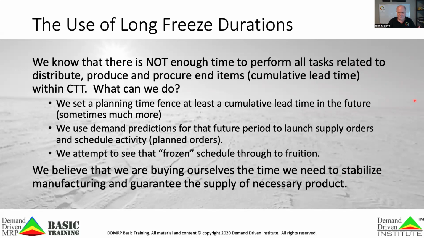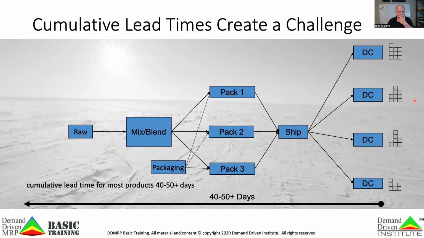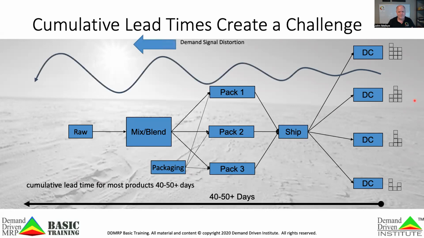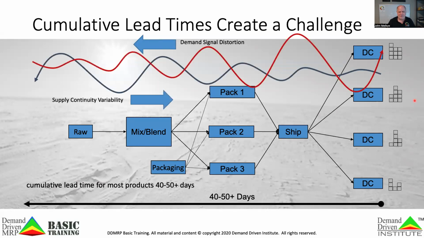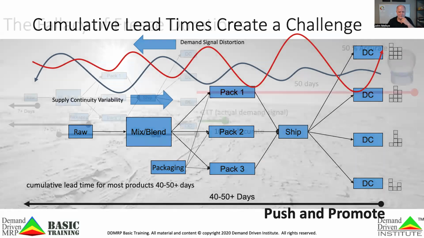And we believe that we're buying ourselves time that we need to stabilize manufacturing and guarantee the supply of necessary product. But there's a challenge to this. Cumulative lead time, if we look at our sample, raw materials, production facility, shipping, and distribution center graphic here, we've got 40 to 50 days in that cumulative lead time. So we've got demand signal distortion and we've got supply continuity variability running rampant through that time period. And this is what we call push and promote.